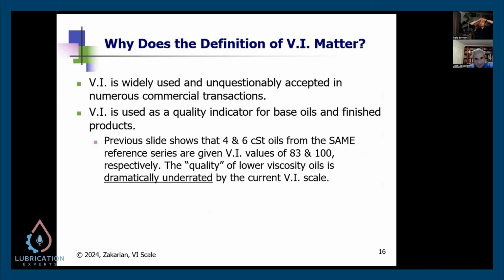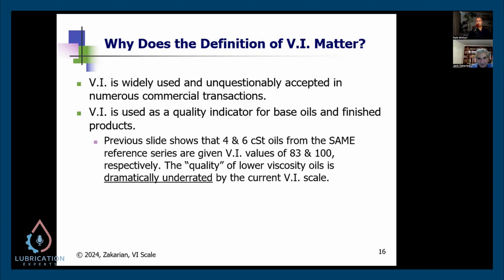And I've already mentioned this, that in the previous slide, the difference between 4 and 6 centistoke. The 4 centistoke oil is rated at 83, the 6 is 100. That means that this 4 centistoke oil is considered inferior in quality. And that was the problem I was having with the light neutral I made from the hydrocrackers. People said, no, you have to get a higher VI. It's not good enough.